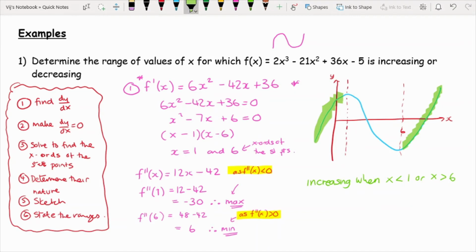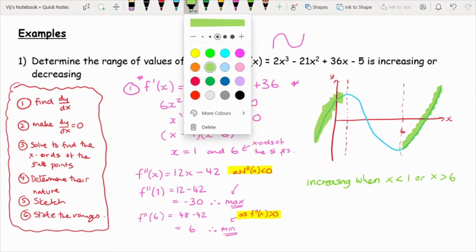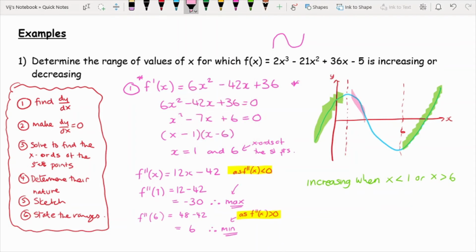And then for that central part of the graph, let's go for pink, which is here, and that pink section there represents where the gradient is negative, and that's where it is decreasing. So it's decreasing when x is between 1 and 6. And that there gives us our final answer.